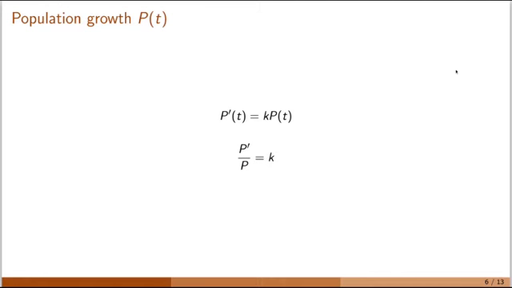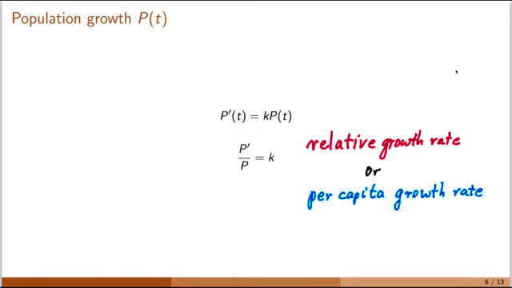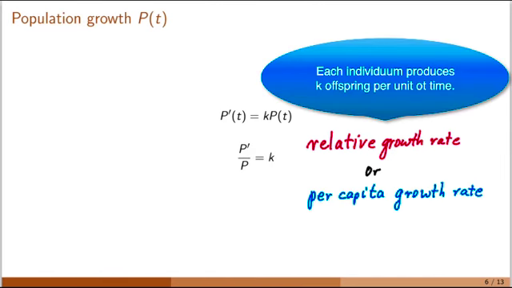It has two names which are both used in the literature, so I have to give them both. One is called the relative growth rate, and the other one is called the per capita growth rate. So in your mind it should be the growth rate per individual. That's the growth rate of one individual.